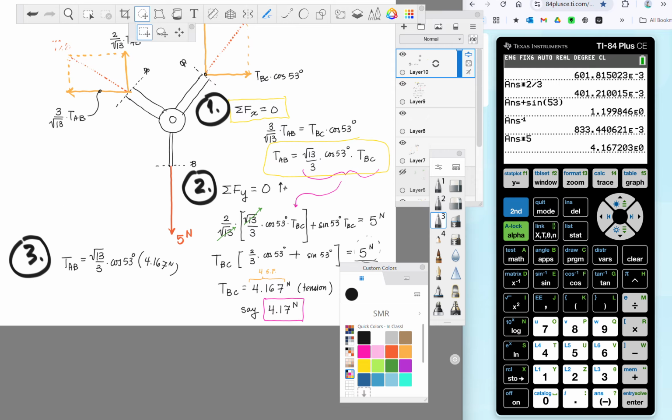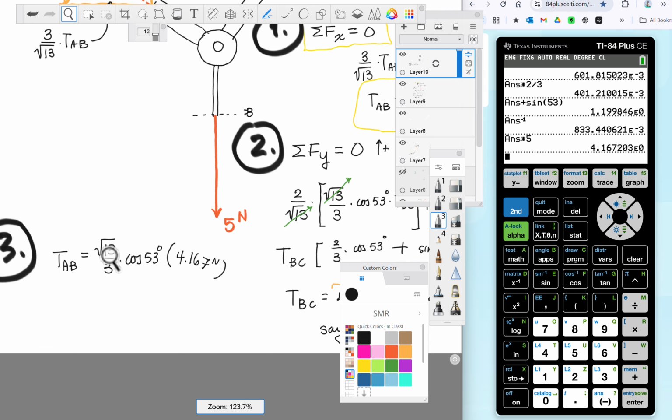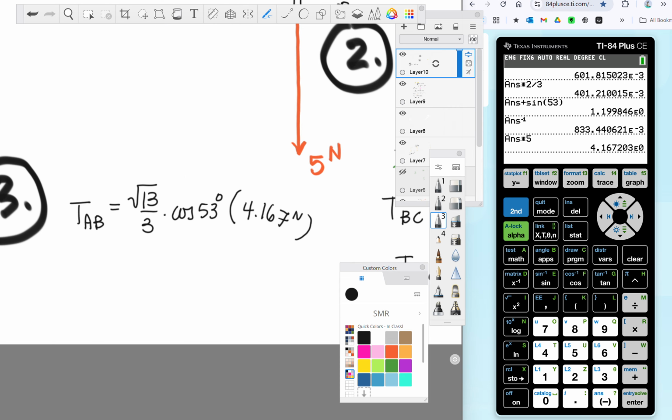So TAB equals root 13 over 3 times cosine 53 degrees times 4.167 newtons. Let's move that out of the way a little bit. Okay, great. And so this way, regardless of whether or not my calculator is keeping all these digits for me, or whether I just go back and I'm checking my work and I just plug this in with 4 sig figs, I can still get the amount of accuracy I want, which is 3 sig figs.